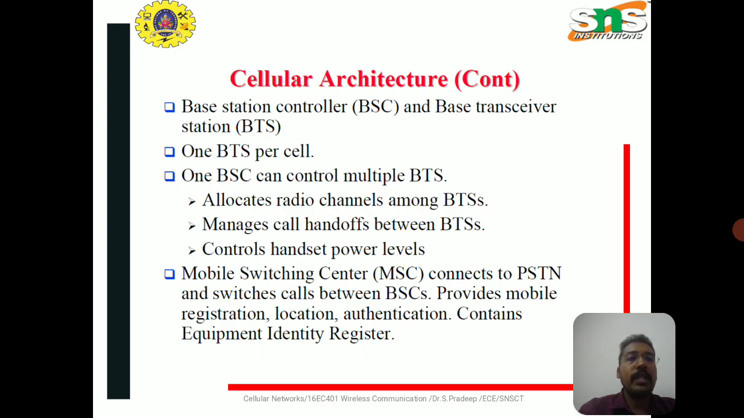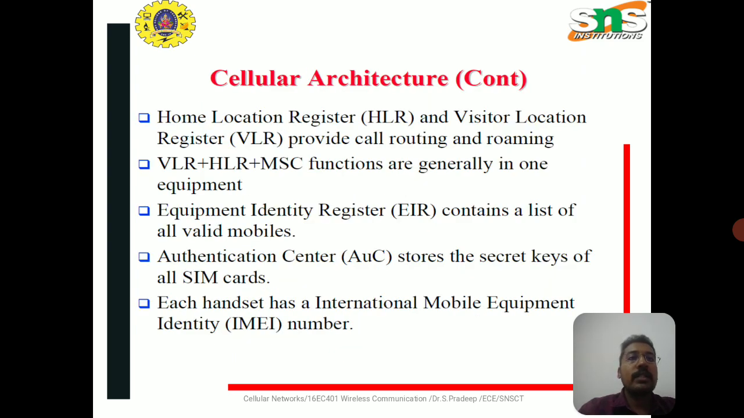The mobile switching center connects the PSTN and switches calls between base station controllers. It provides mobile registration, location, and authentication, and contains the equipment identity register. Home location register and visitor location register provide call routing and roaming. VLR, HLR, MSC functions are generally in one equipment. The equipment identity register contains a list of all valid mobiles. The authentication center stores the secret keys of all SIM cards. Each handset has an international mobile equipment identity number.